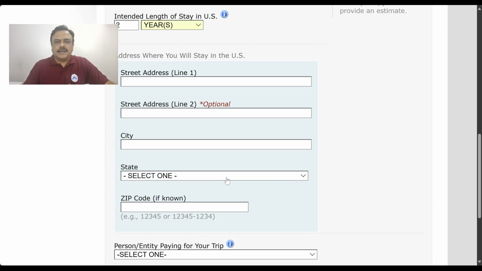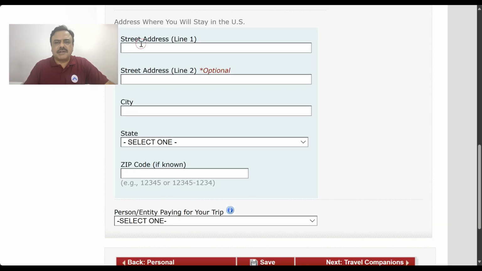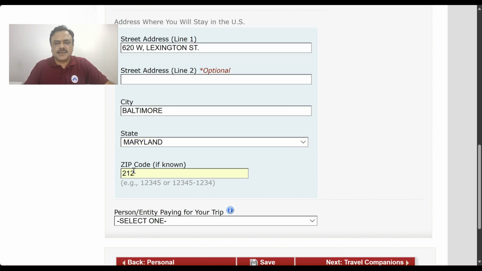Where are you going to stay? This again is information that you probably do not have in hand. You have not booked a place of stay. So take this information from your I-20. Notice the fact that in your I-20, the address of the institution or the university that you are going to is clearly mentioned. You will be taking this information into your DS-160 form.